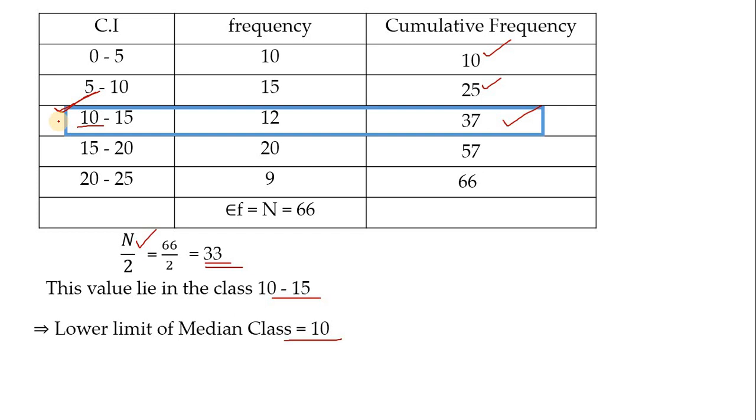Now we have got the lower limit of the median class. The next thing is we have to find the lower limit of the modal class. For that you want to identify the greatest frequency in this column.